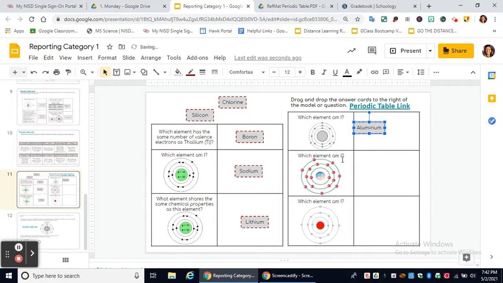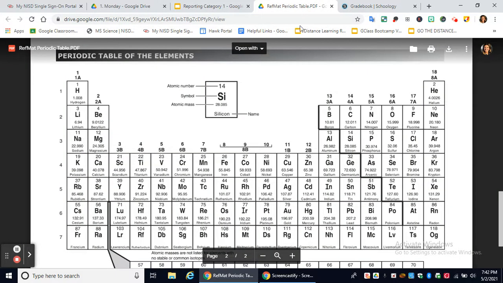And then which element am I? I can see that there's 17 protons. Remember, protons identify. So now I go to the periodic table and I look for the element whose atomic number is 17. It's chlorine.